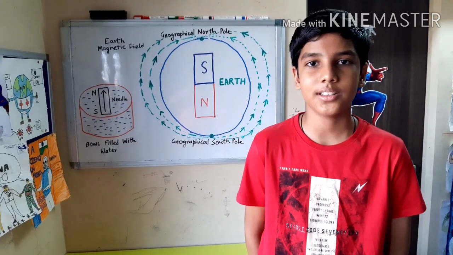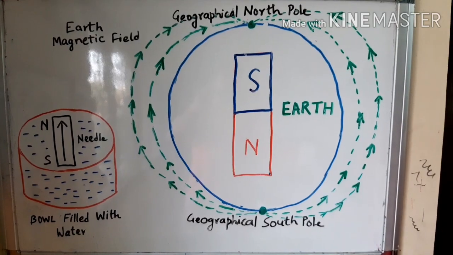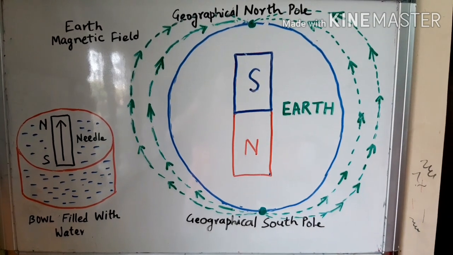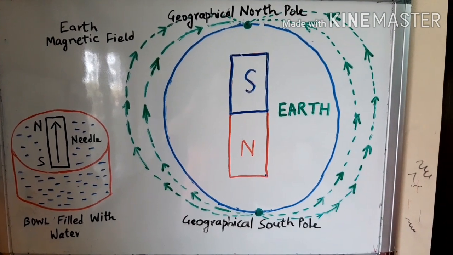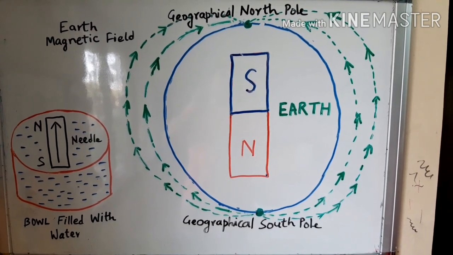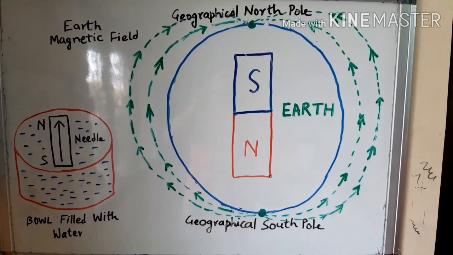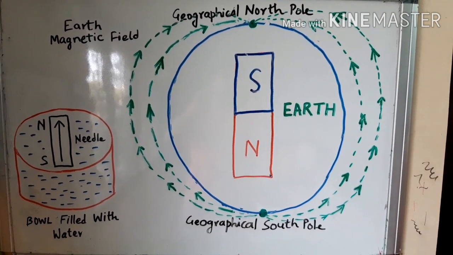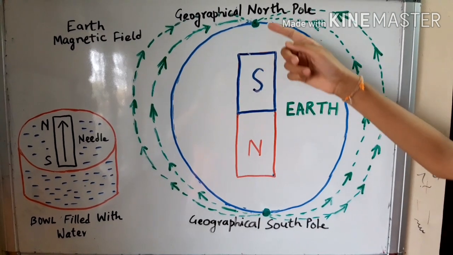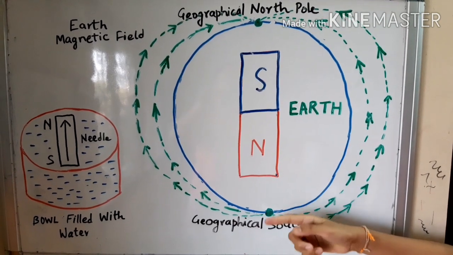Friends, let us understand this experiment with this diagram. As you can see that these are the geographical north and south pole of the earth. For the sake of simplicity, we have neglected the angle of declination. This is the imaginary bar magnet which causes the earth magnetism. As already discussed, the south pole of this bar magnet is near the geographical north pole and the north pole of this bar magnet is near the geographical south pole.